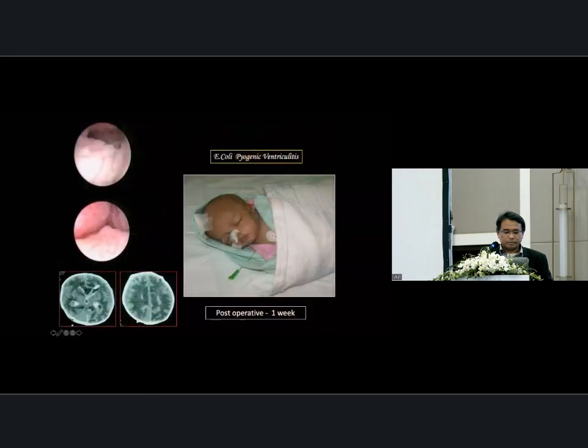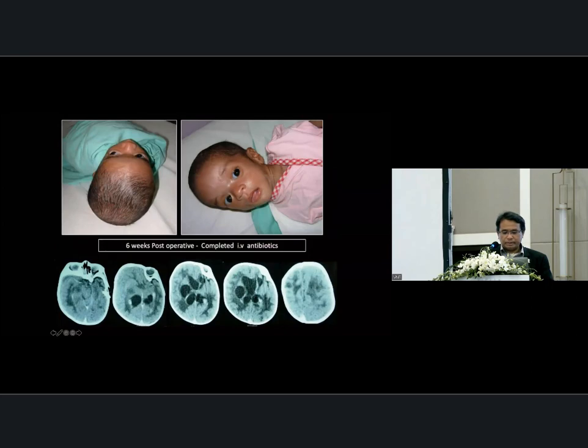Sometimes because of the infection in the ventricle, even though you have cleared it, because of the healing formation, the ventricle can be very stiff. So you may have a slit ventricle syndrome after that. In this case, you can see the ventricles are very small. And eventually we had to shunt the small slit ventricle, and the child recovered.